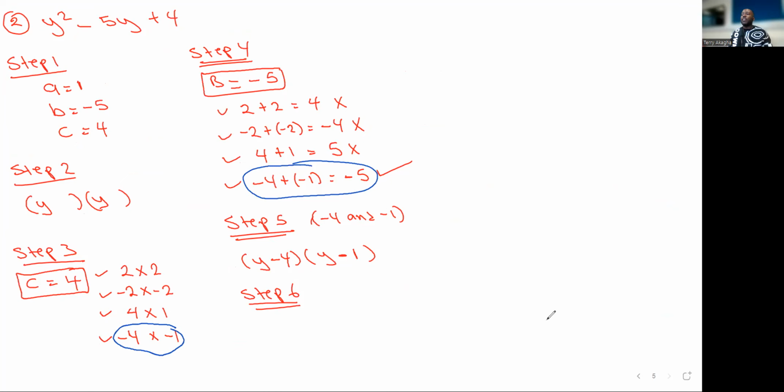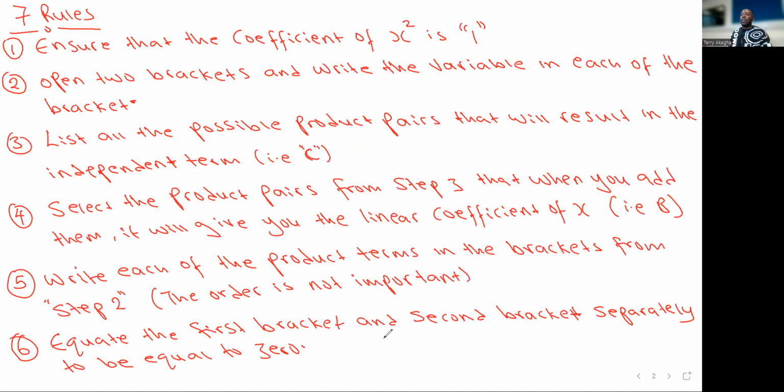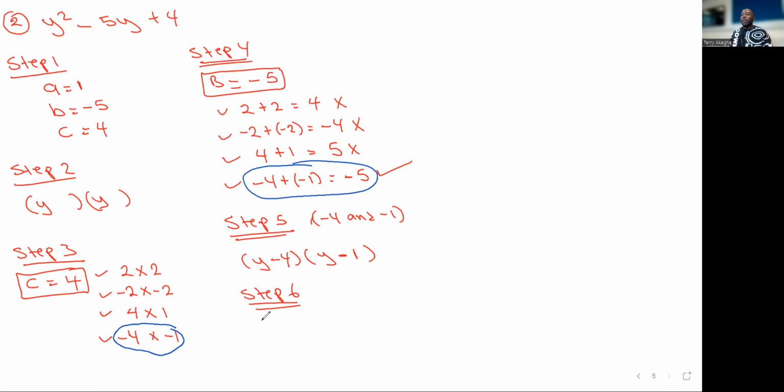Then step 6. We have to equate each of them to be equal to what? 0. So equate the first bracket and equate the second bracket separately, equal to 0. So it's going to be y minus 4 is equal to 0, and y minus 1 is equal to 0. Step 7. Step 7 wants you to what? Solve each of them separately, right? And simplify.